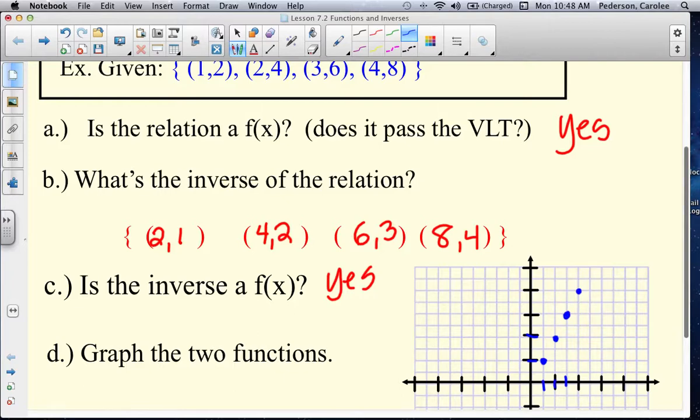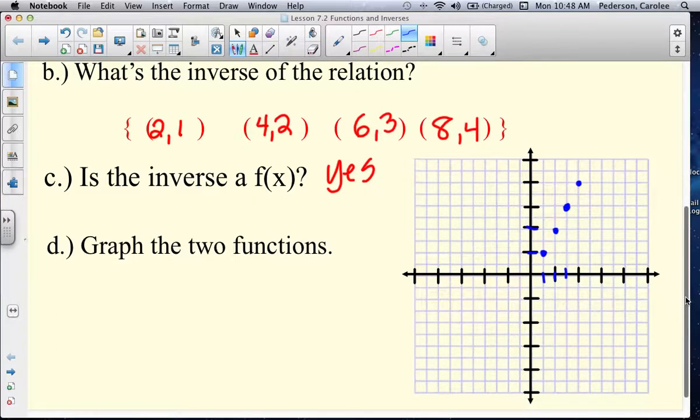Then let's graph the red ordered pairs, which are the inverse of the relation, the blue ordered pairs. So now we'll go over 2, up 1, over 4, up 2, over 6, up 3, over 8, up 4.